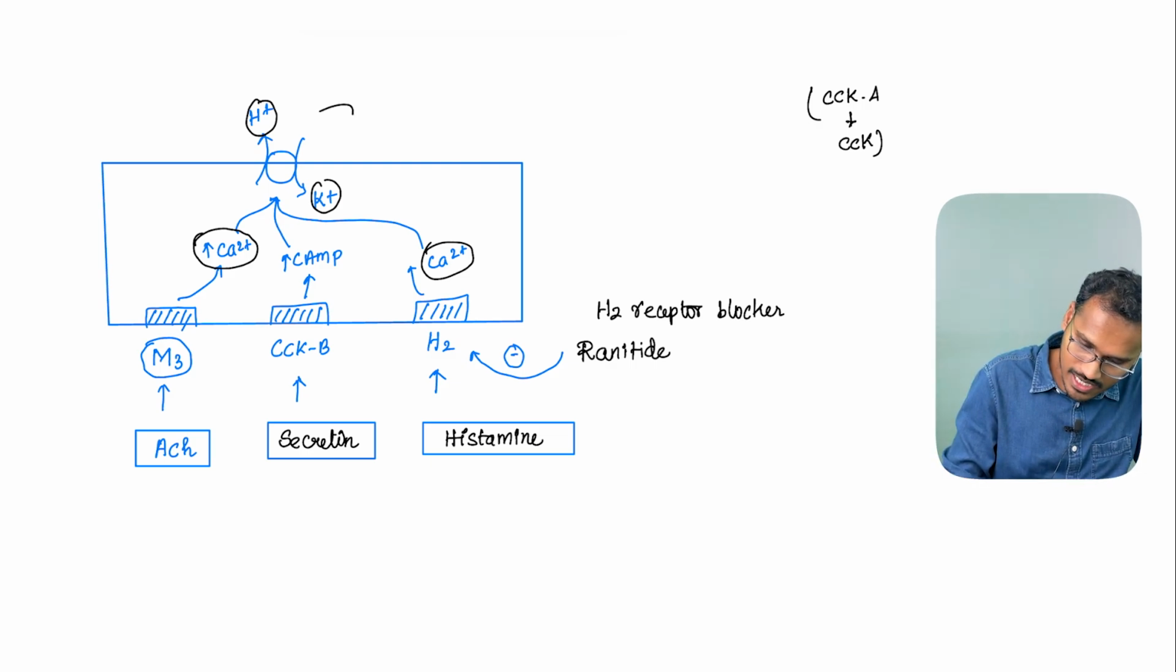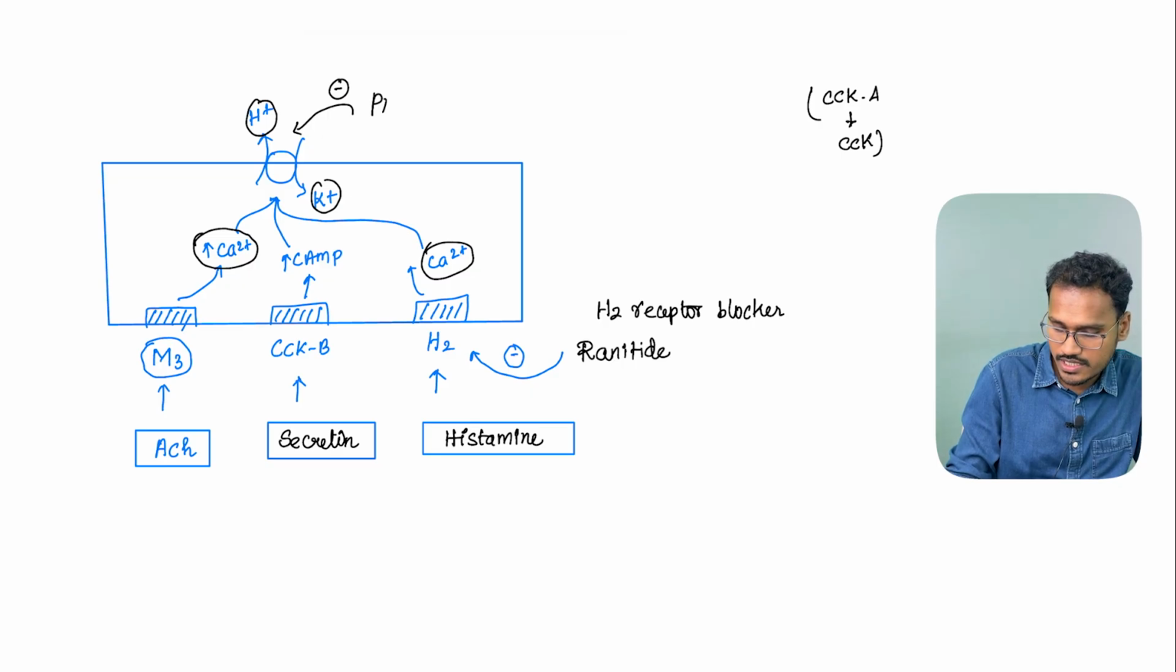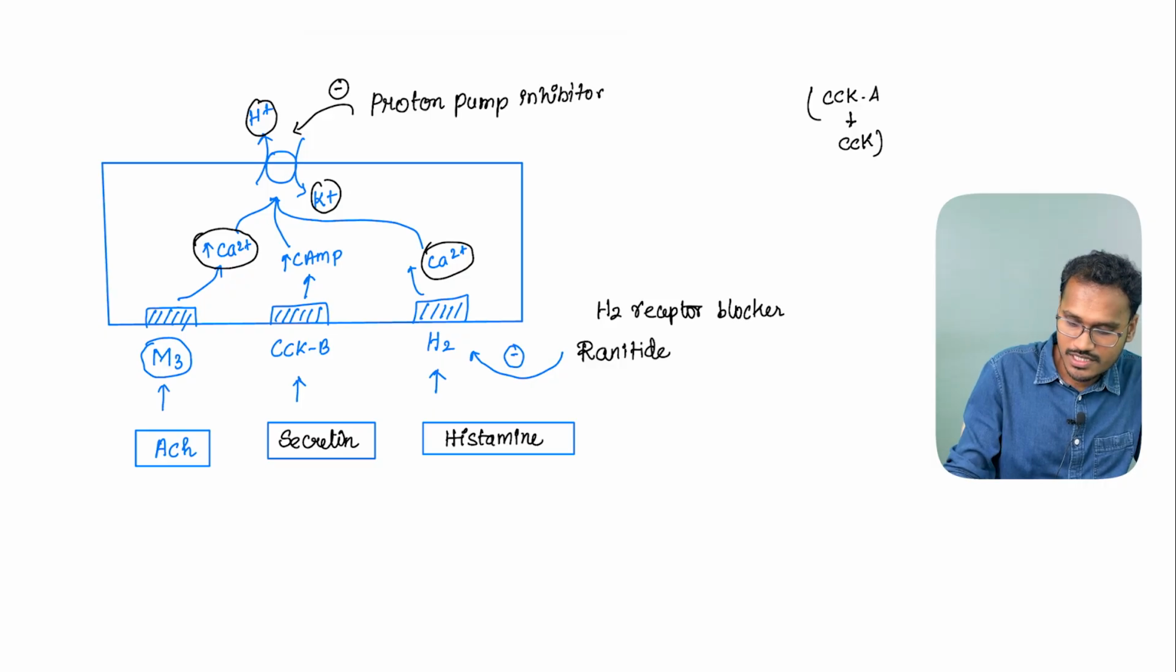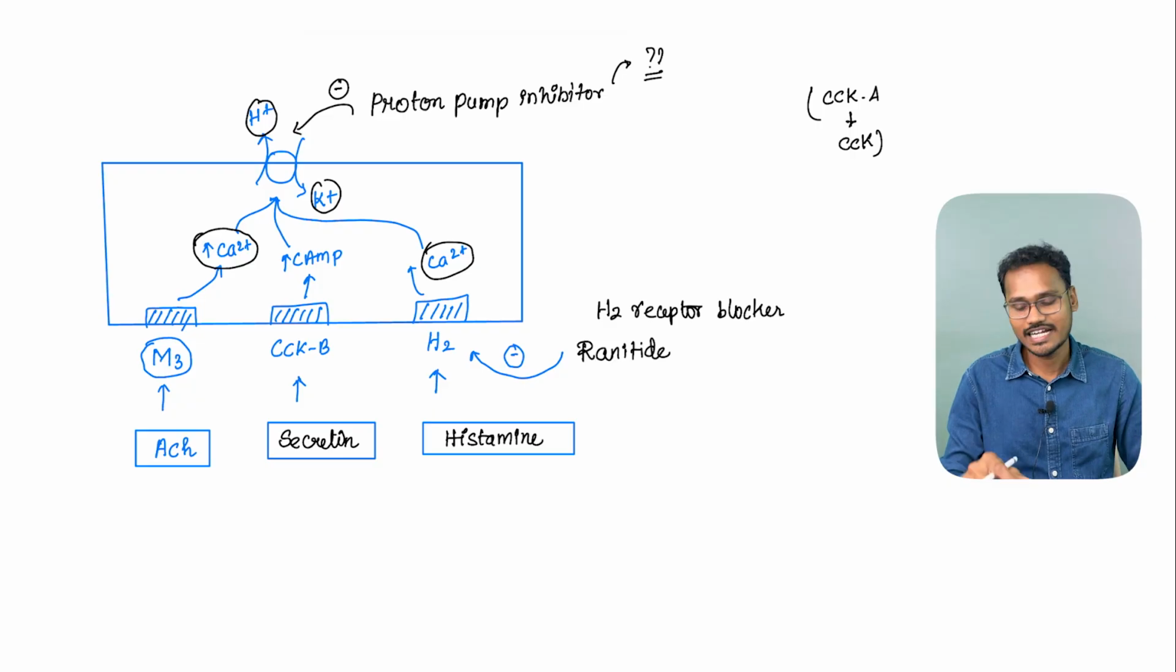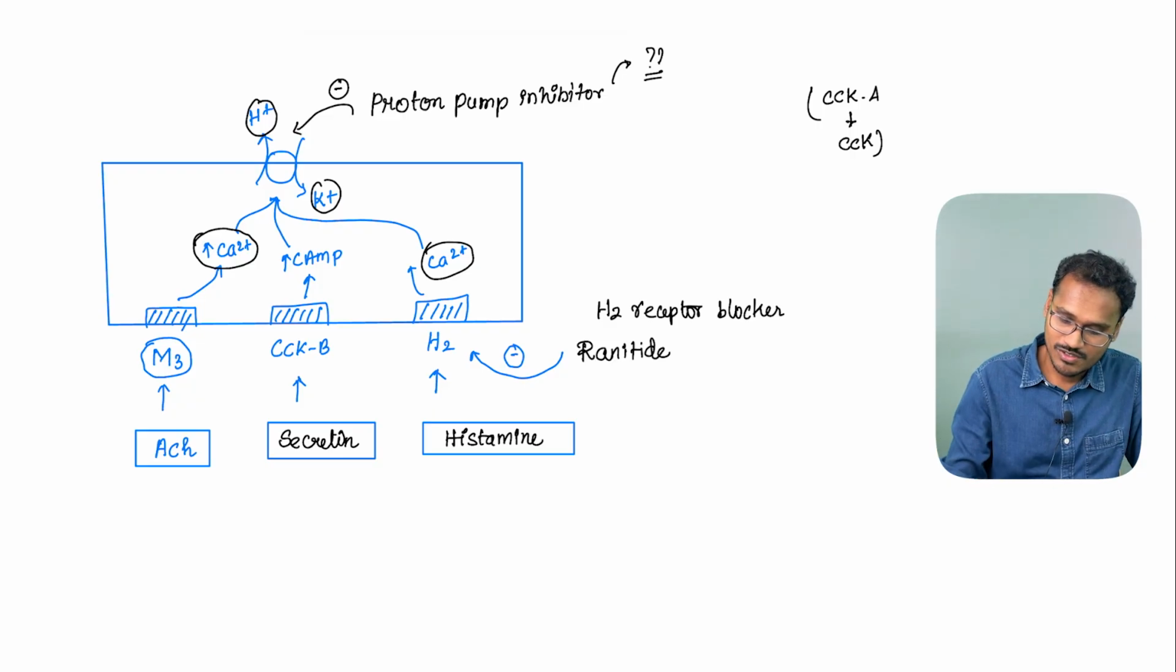Next, if I attack this area, this is called the proton pump. So I can attack this area also. Those drugs are called proton pump inhibitors. You can drop it in the comment section: what are the group of drugs which are acting at this area? I'll be happy to look at your answers. So that is one more group of drugs, where we are going to inhibit the proton pump.